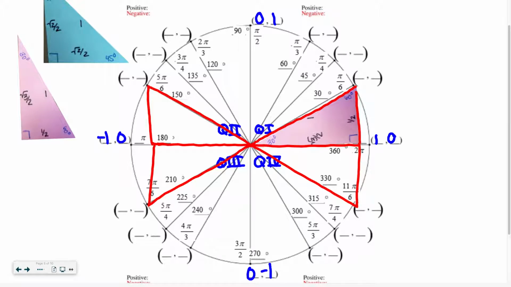Okay, so now what we're going to do with our triangles is we'll be able to fill in all the coordinates around the circle. The coordinates represent, just like on a coordinate plane, how many I move right, left, up, down. For this particular triangle, how many did I go to the right? Radical 3 over 2. Look at the side of your pink triangle, right? How many did I go up? 1/2. So then I can label my coordinates. This is radical 3 over 2 and 1/2.